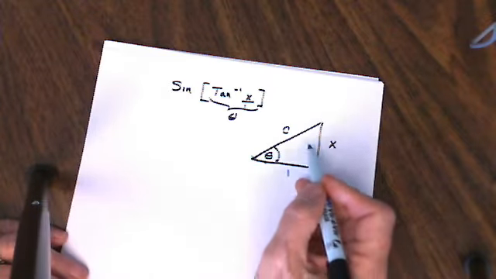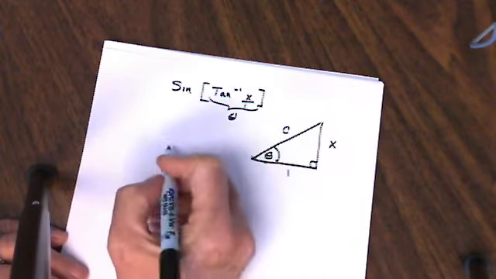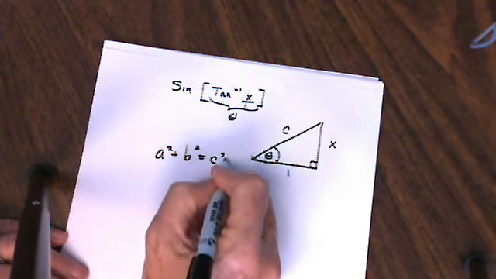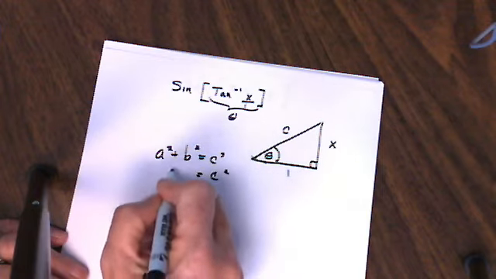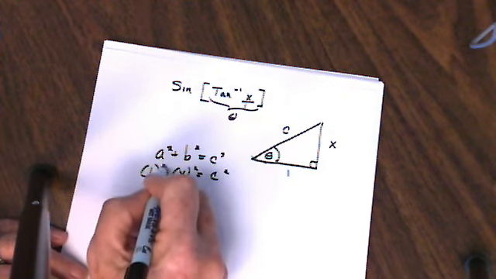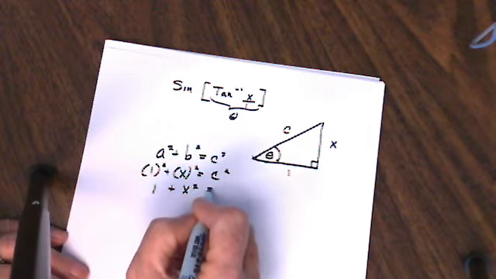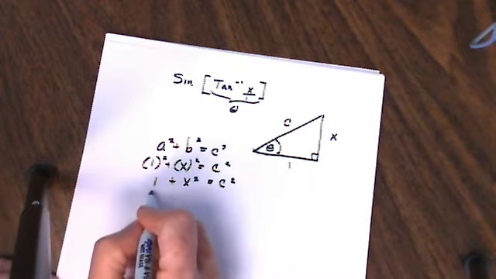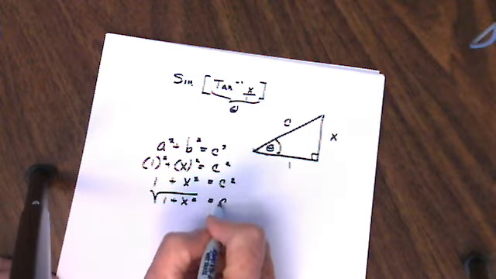So, I'm going to find the length of the hypotenuse in terms of x's and 1's. I'm going to again use my Pythagorean theorem, a squared plus b squared is equal to c squared. I don't know c squared, that's what I want to find here. x is the side opposite and 1 is the side adjacent. When I square those sides, I get 1 plus x squared is equal to c squared. Now I'm going to take the square root of both of those sides, and I get the square root of 1 plus x squared is equal to c.